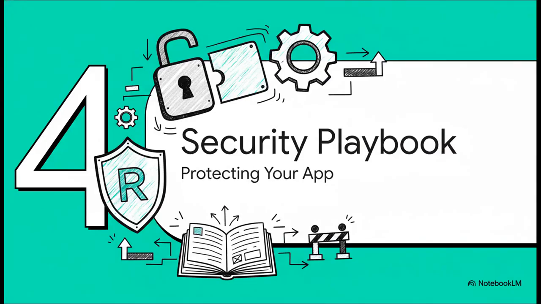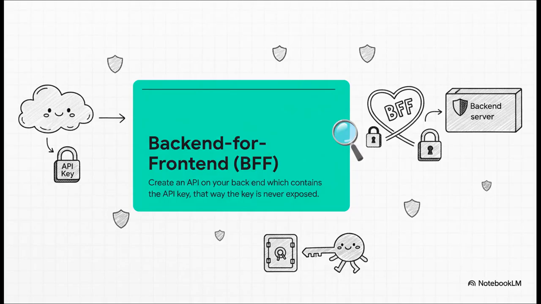But the good news is, this is a totally solvable problem. So how do we fix it? How do we use these powerful services without handing over the keys to the kingdom? It's time to open up the security playbook. The industry standard solution is an architecture pattern called backend for frontend, or as you'll often hear, a BFF.